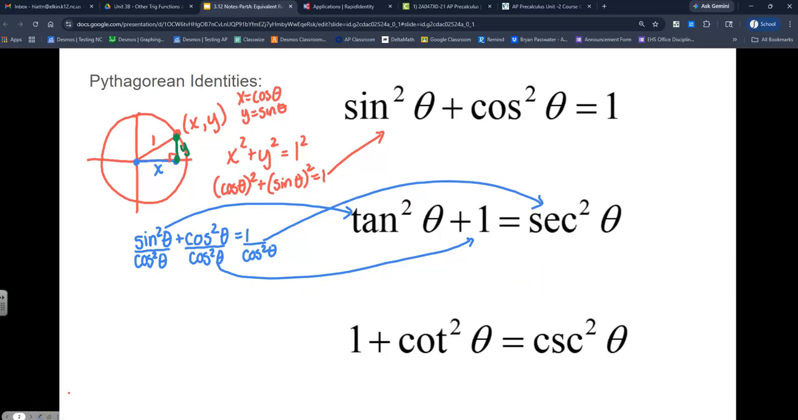Let's look at the bottom one. We're going to do something pretty similar. We've got sine squared theta plus cosine squared theta equals 1. On the other problem, we divided everything by cosine squared. This time, let's divide everything by sine squared theta.